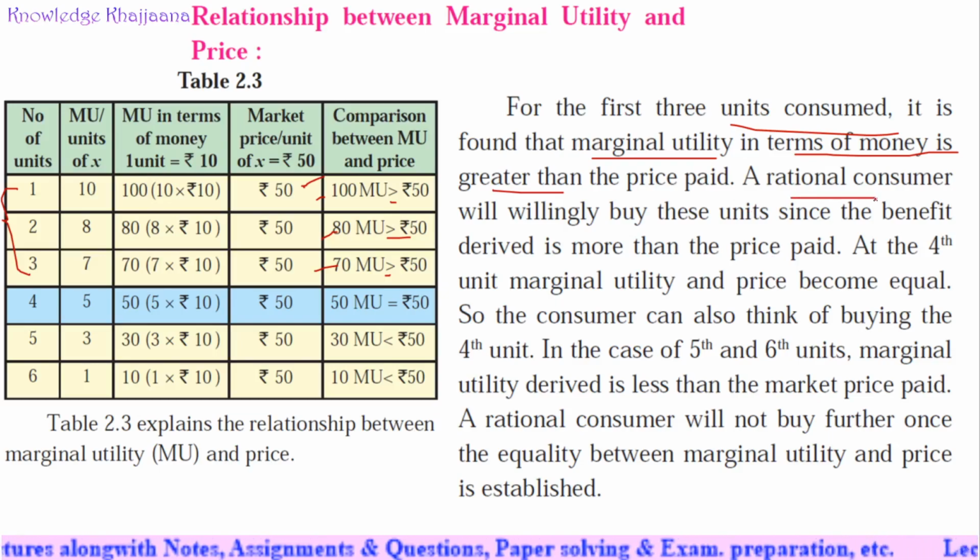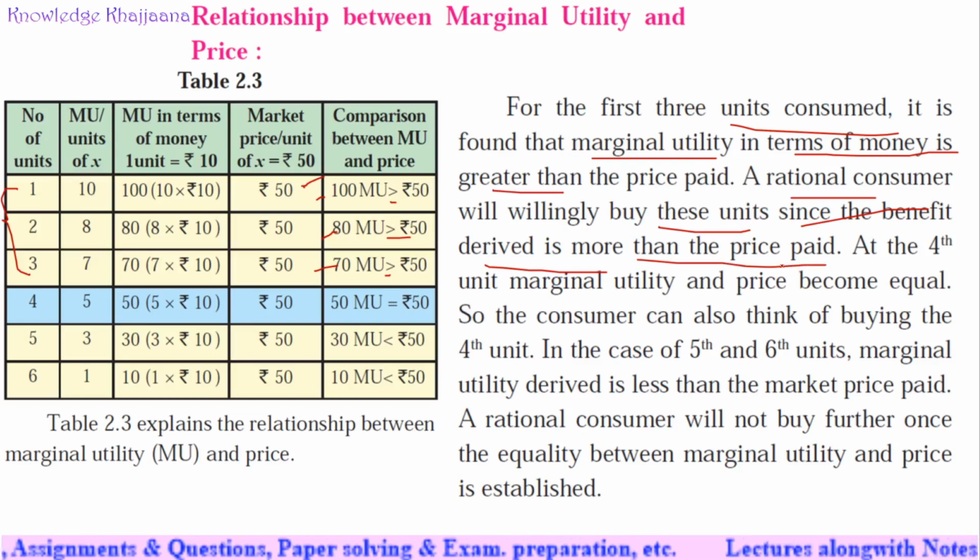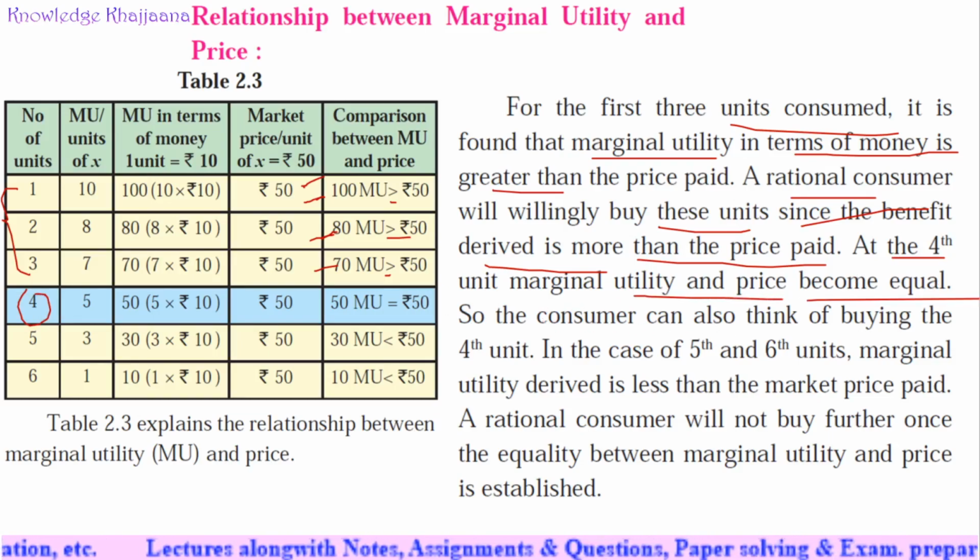A rational consumer, meaning a normal consumer whose consumer behavior is normal, will be willing to buy these units. How many units will he buy? Since the benefit derived is more than the price paid. The satisfaction which he derived should be more than the price which he paid, and till then he will keep on continuing the consumption or continue buying. At the 4th unit, the marginal utility and price become equal.